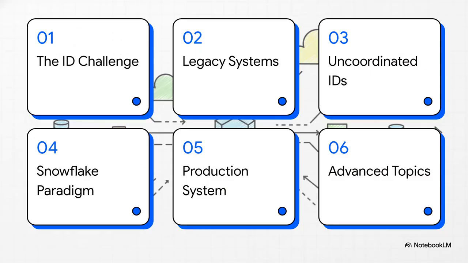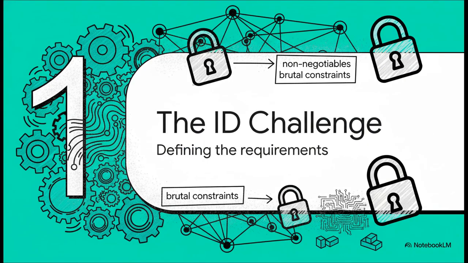All right, so here's how we're going to tackle this. First, we'll lay out the ground rules, the big challenges of ID generation at this scale. Then we'll look at why legacy, centralized systems just don't cut it. After that, we'll dive into UUIDs, the uncoordinated approach. That'll lead us to the snowflake paradigm, which is really the star of the show. And finally, we'll get practical, building a production system, and even touching on some advanced topics like hotspots and using services like Spanner.